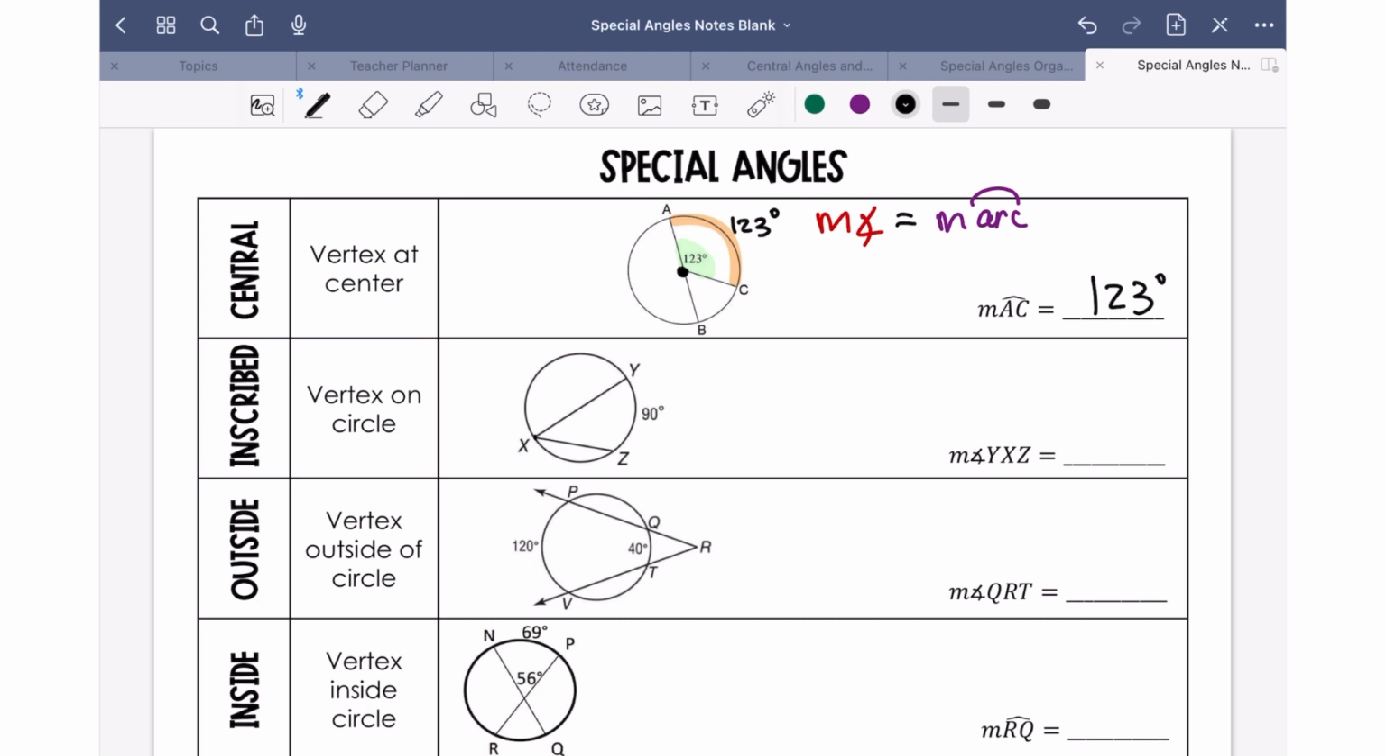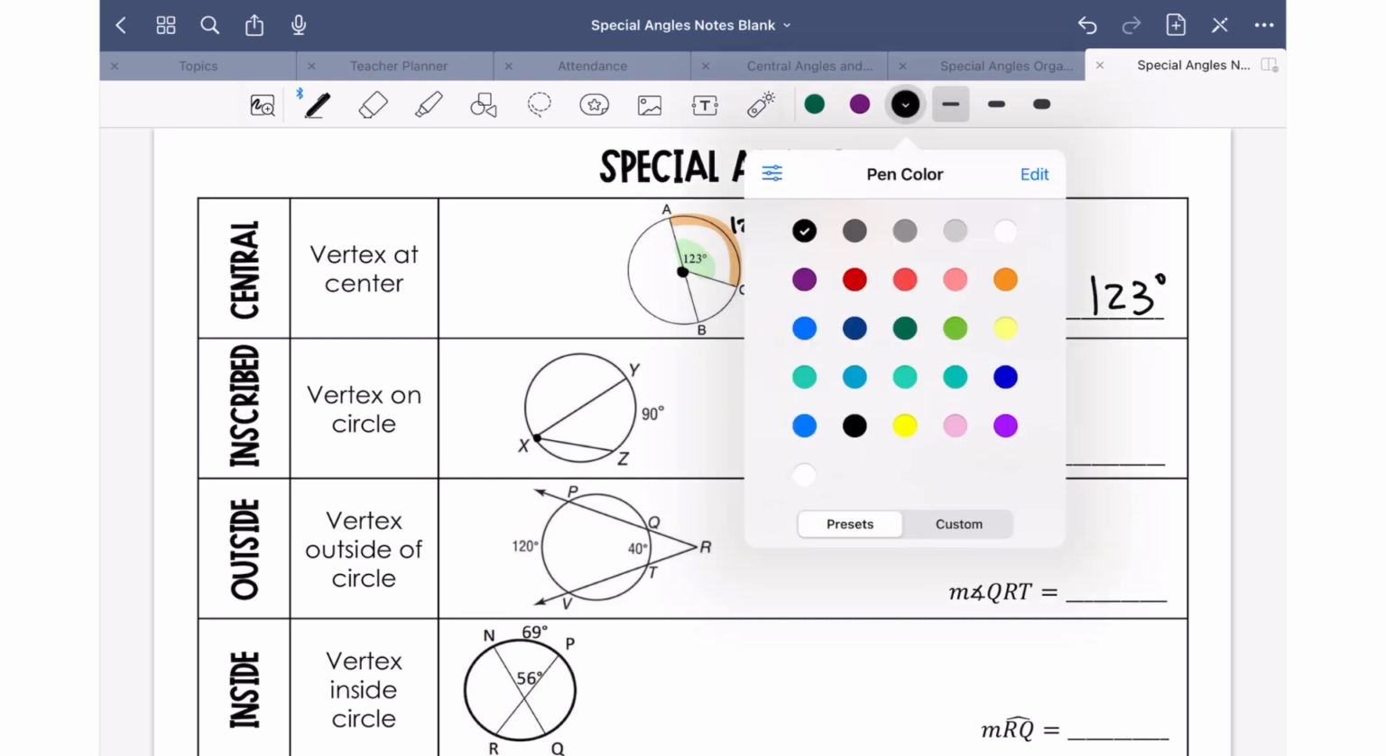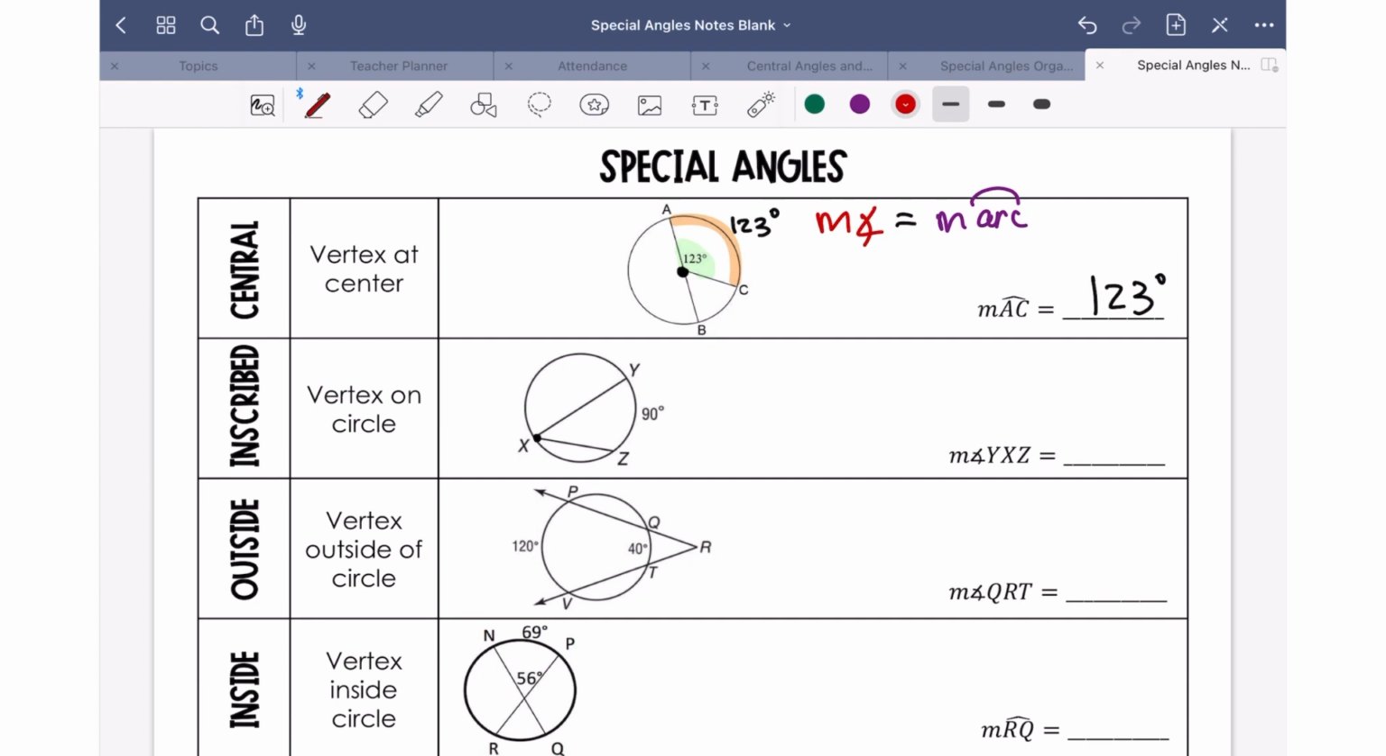Okay, let's move on to an inscribed angle. This is the one where inscribed means it's on the circle. And I create this angle here. So see how on central it was at the center. For inscribed, it's over here, right? This is my angle. And my arc is out here. So they gave me my arc measurement. It's 90 degrees.